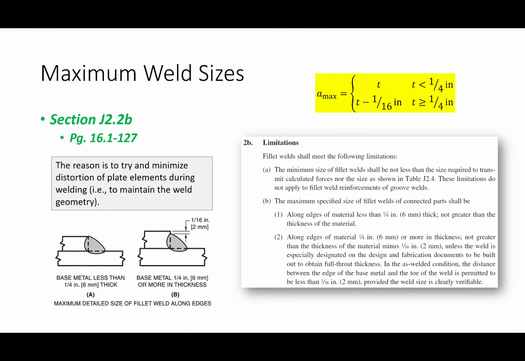Does that make sense? So the equation that we'll use is we'll say that the maximum weld size is either the thickness of the plate if the thickness is less than a 1/4 of an inch, or it's the thickness backed off by a 1/16 of an inch if your thickness is greater than or equal to a 1/4. So if your thickness is a 1/4 inch or greater, we got to back that weld size off by a 1/16 of an inch. Okay? Does that make sense? Okay.